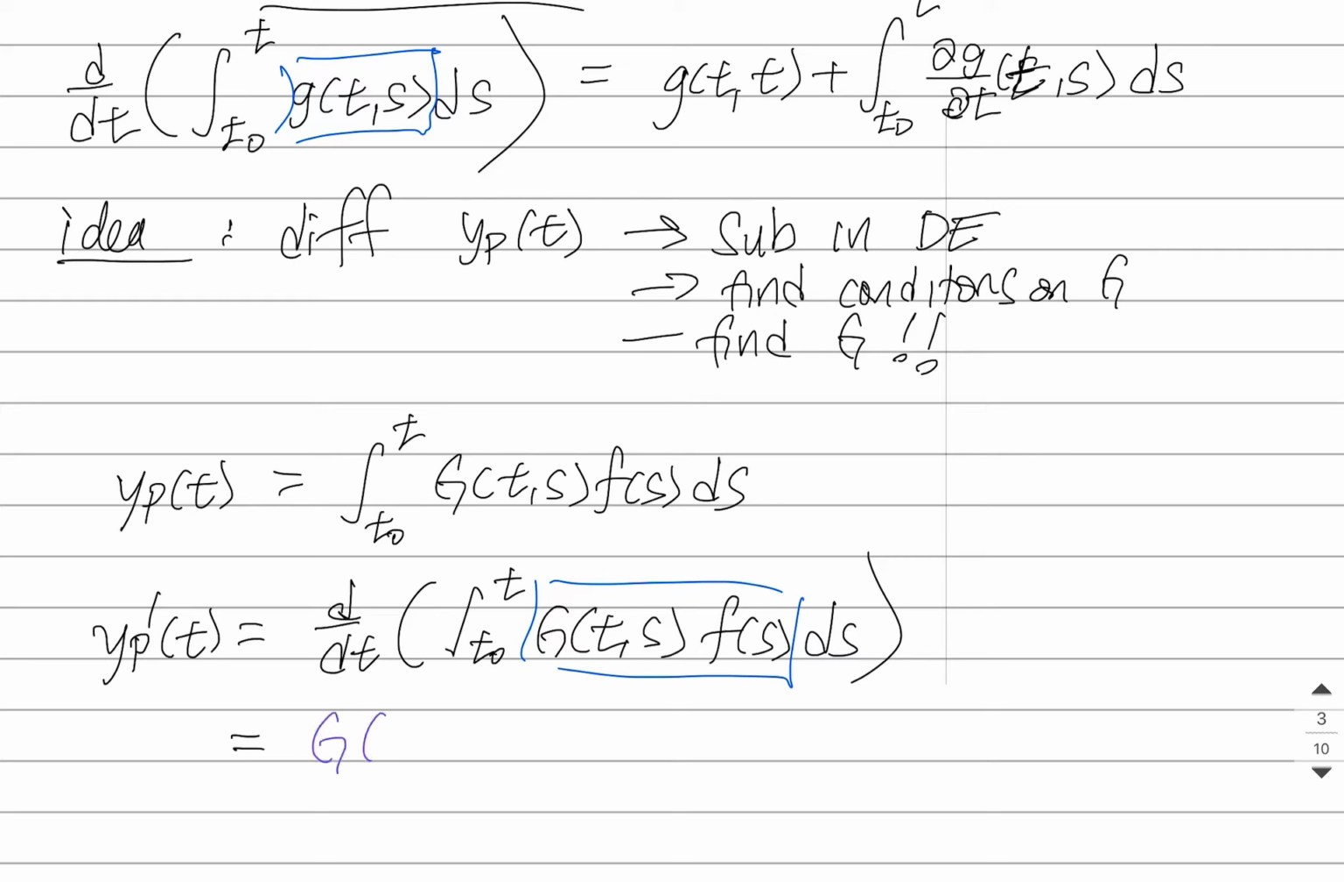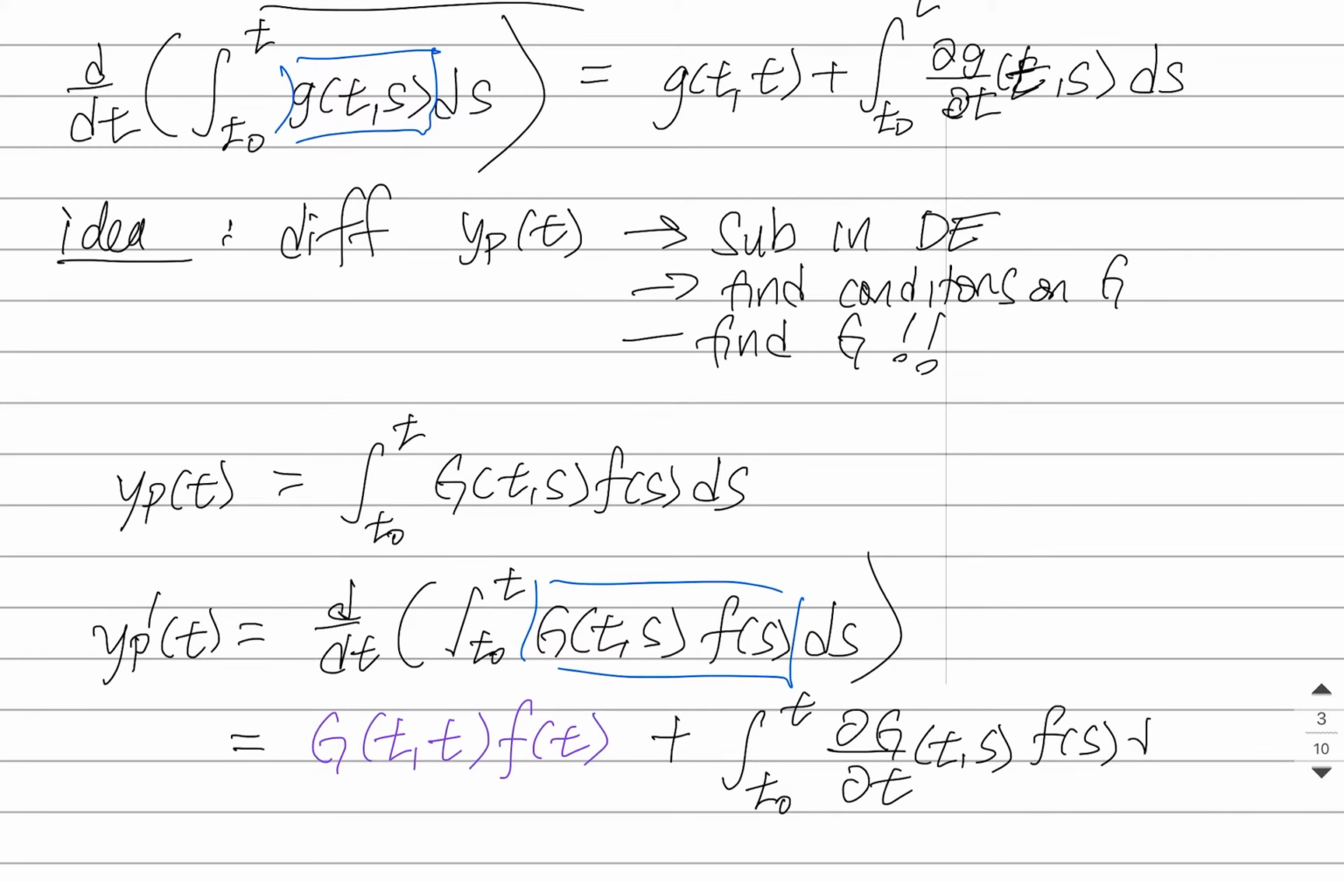Why are you doing that? Well, I'll show you in just a moment why that's going to be the case. And then this is going to end up giving me the integral from t naught to t of the partial derivative there, because the function f does not depend on t, so effectively it can be removed.